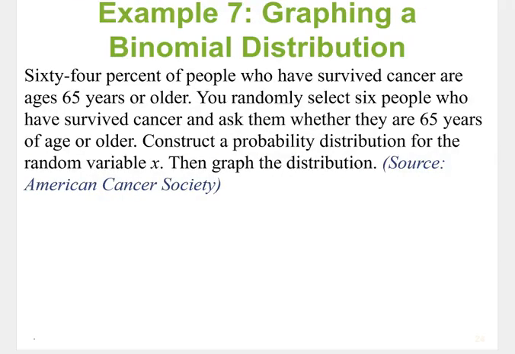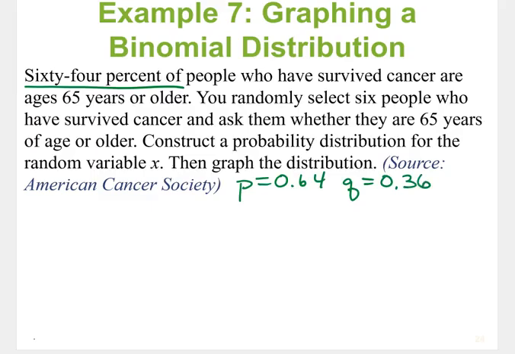All right, another example. 64% of people who survived cancer are ages 65 or older. You randomly select 6 people who have survived cancer and ask them whether they are 65 or over. Construct a probability distribution for the random variable. Okay, this is the same problem. 64%, that is my P. So my P is 0.64, which means my Q would be 0.36.